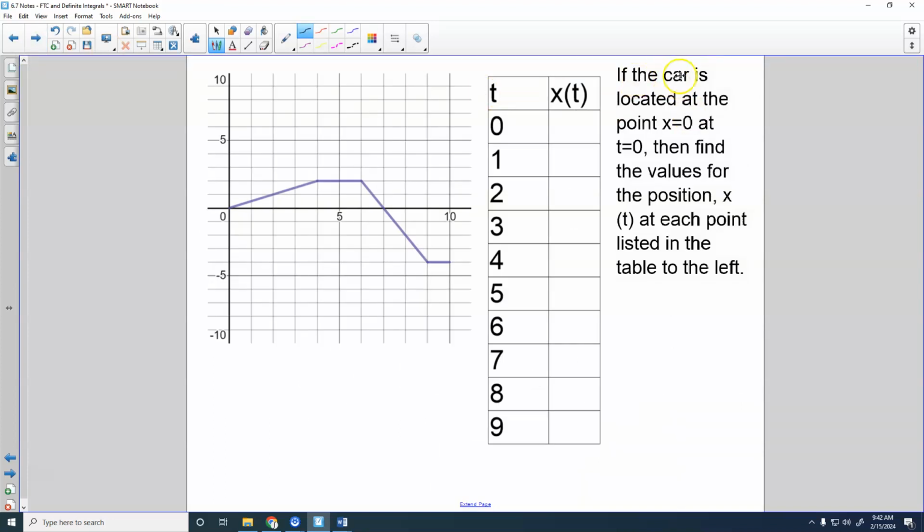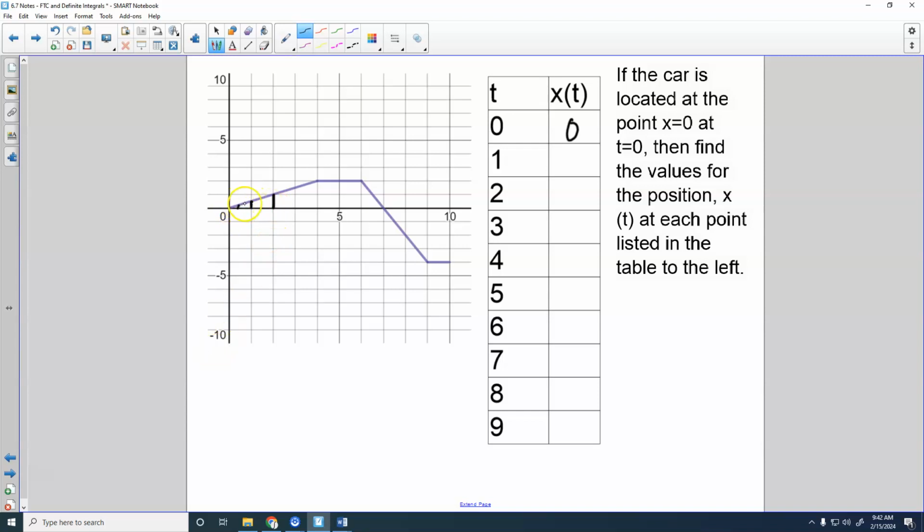Okay, if the car is located at the point x equals 0 at t equals 0, so it starts at 0, 0, right? Then I'm supposed to find the values for the position at each one of these points. So my car is starting off at 0. At 1, well, 1's a little hard to do. I can do 1. All right.